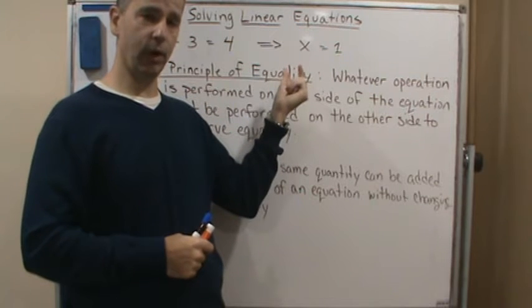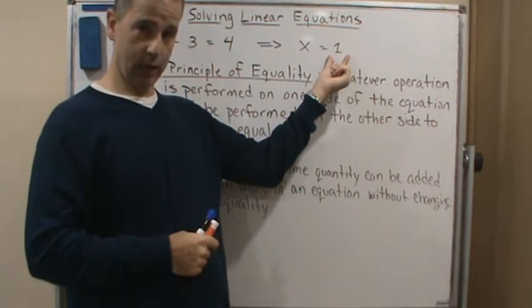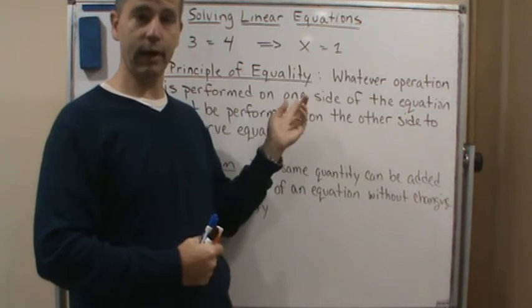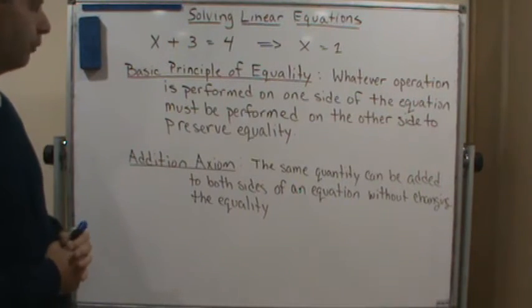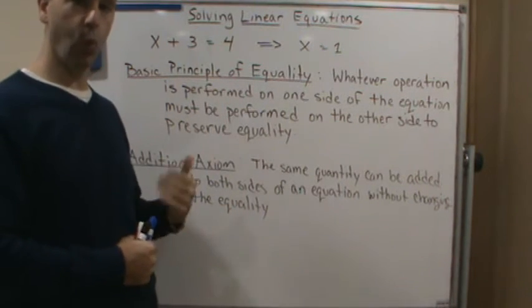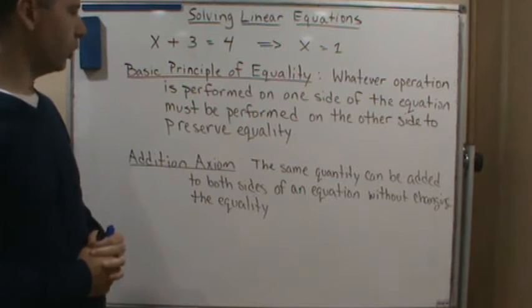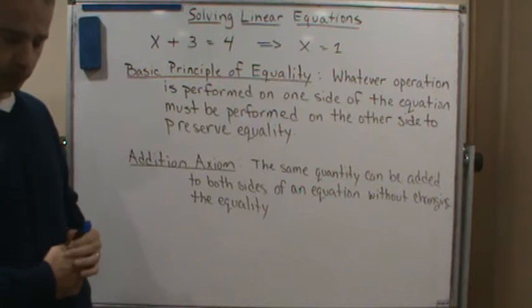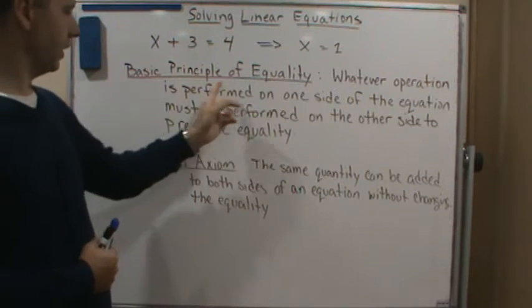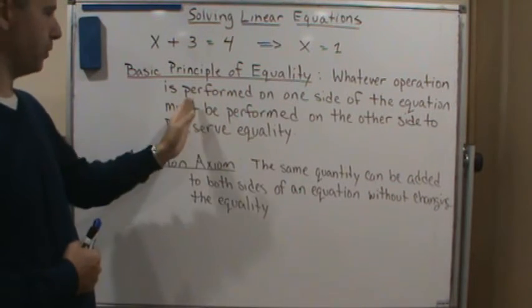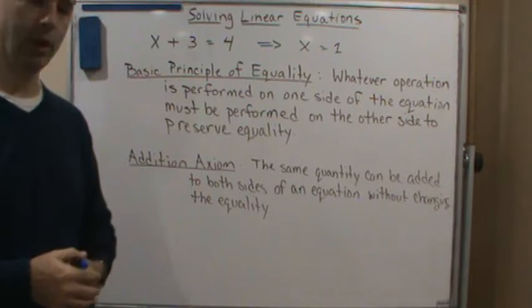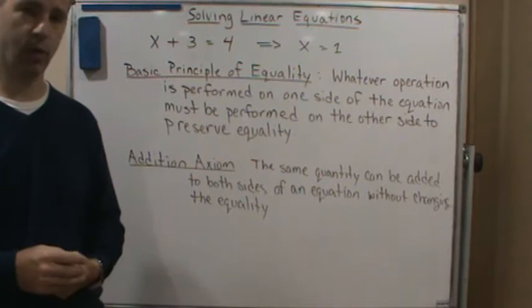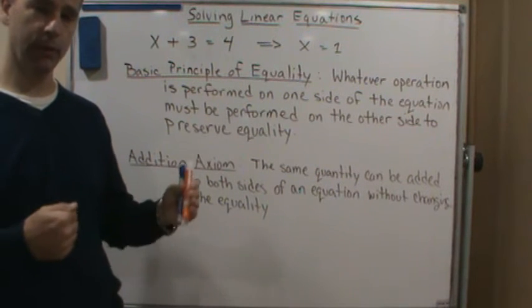Okay, so when we isolate the variable on one side and we get a constant or some other expression on the other side, then we've solved the equation for that variable. Okay? And again, we're only dealing with linear equations in one variable. So how does this work? Well, one of the basic principles that makes this work is the basic principle of equality. And the basic principle of equality says that whatever operation you do to one side of the equation, you must do to the other side of the equation as well in order to preserve the equality.